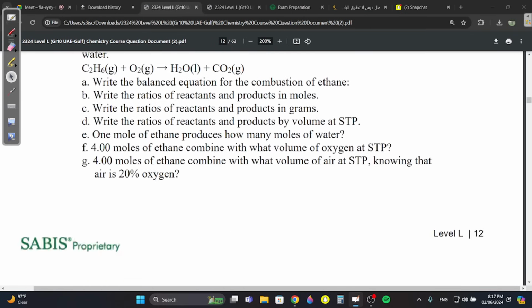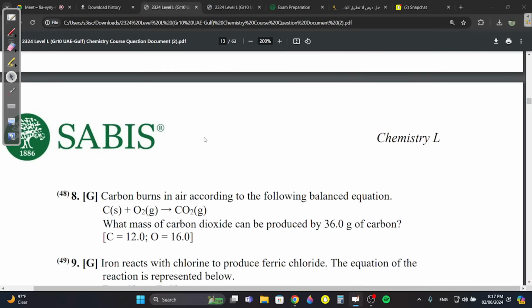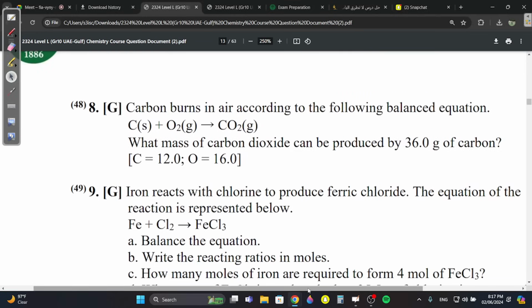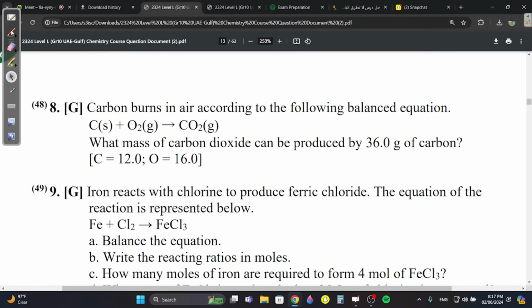What's next? Carbon burns in air according to the following balanced equation. What mass of carbon dioxide can be produced by 36 grams of carbon? I'll just stay here. This whole section is RR and GR.